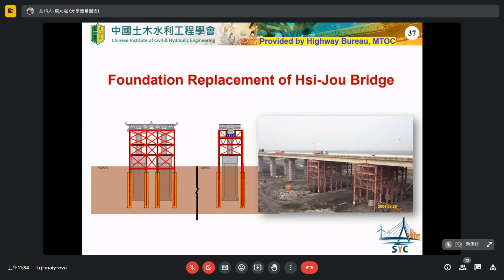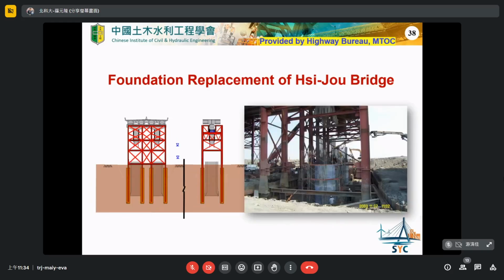So the first step, we implement the steel frame. The purpose of the steel frame is that we want to change the load path, originally from deck to the foundation, to from the deck to the steel frame. By this way, we can remove the original bridge pier, because now the gravity load is transferred to the new steel frame. So the removal of the bridge pier is no problem.